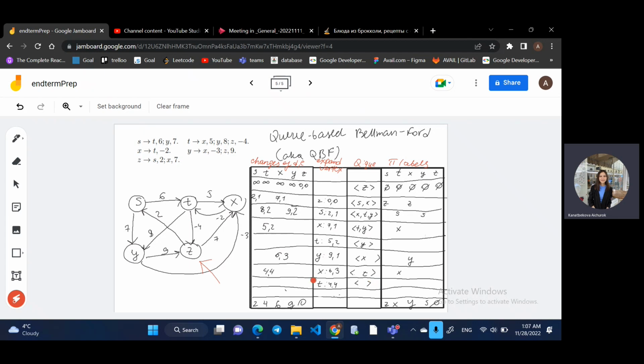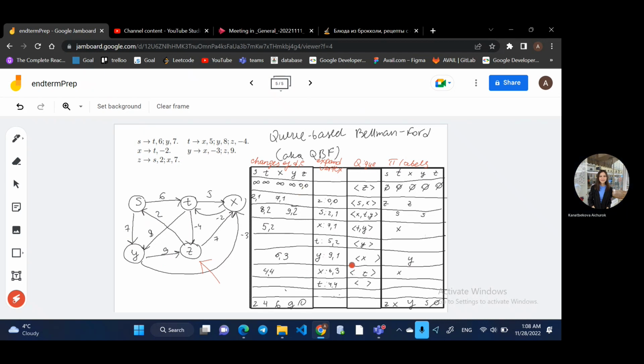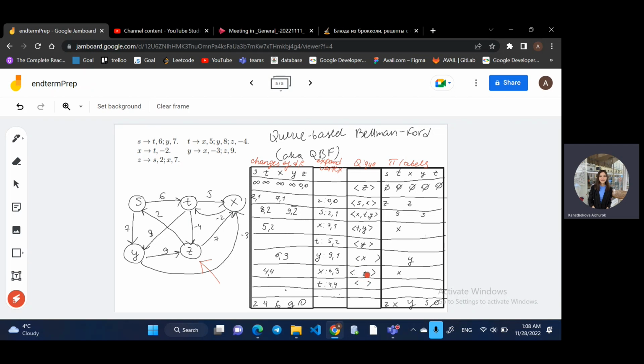And as for Z, it's going to be 9 plus 9. And this is not smaller than 0 and 0. So we do not change it. And we put into the queue X, because its new cost is smaller than this one. That's why we add it to the queue, but we don't add Z because it didn't really have a smaller cost. So in the queue we have X now, and we take it out.